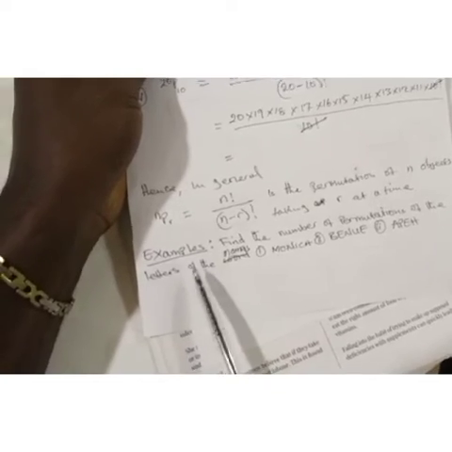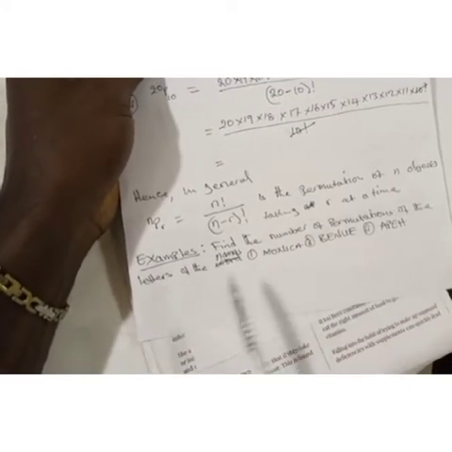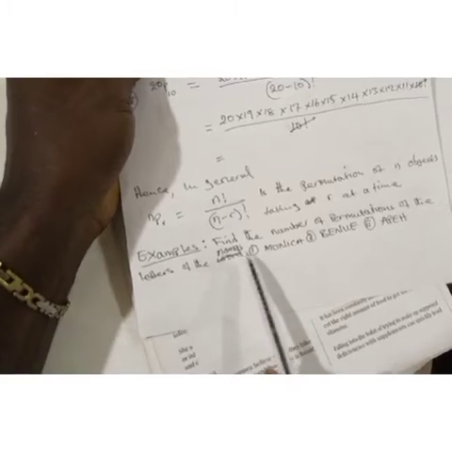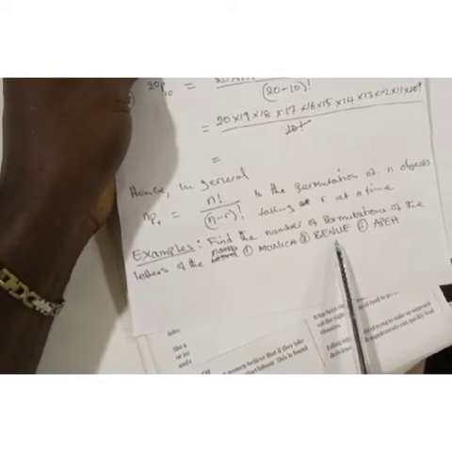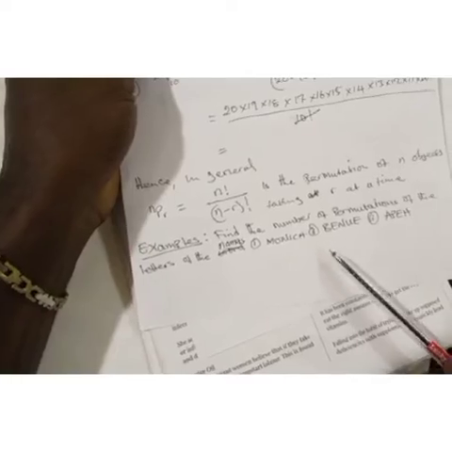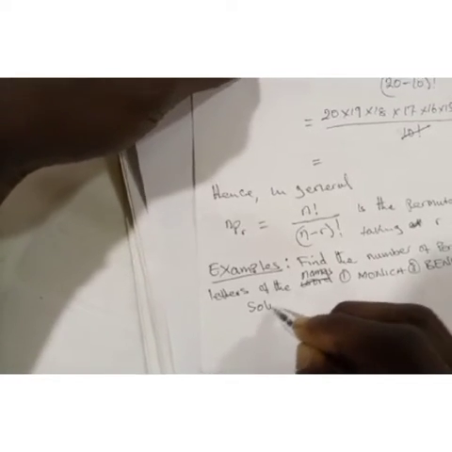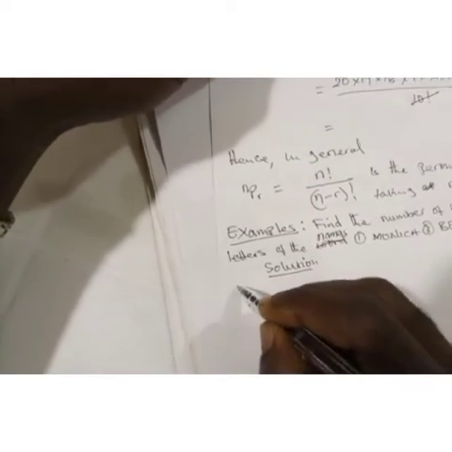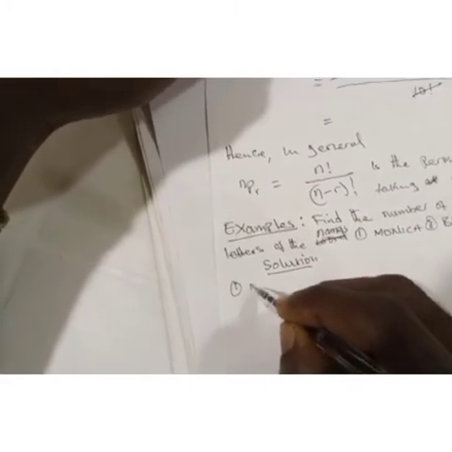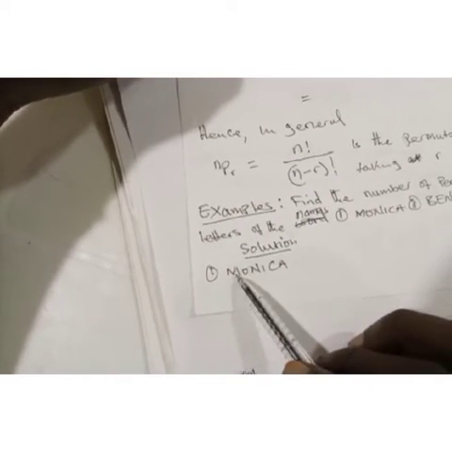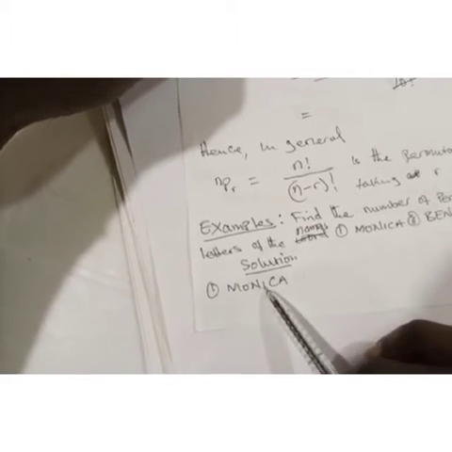Okay, so in this example, now we say find the number of permutations of the letters of the names Monica, Benue, Happy. So let's move straight to the solution without taking much of your time. We say solution. The permutation of the name Monica. Monica has how many alphabets? One, two, three, four, five, six. And no alphabet is repeated.